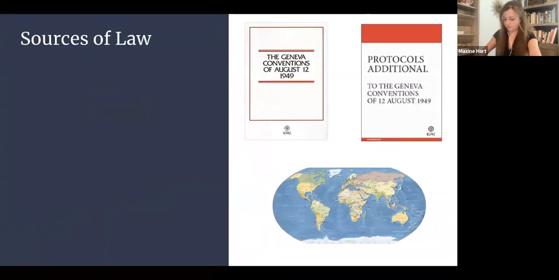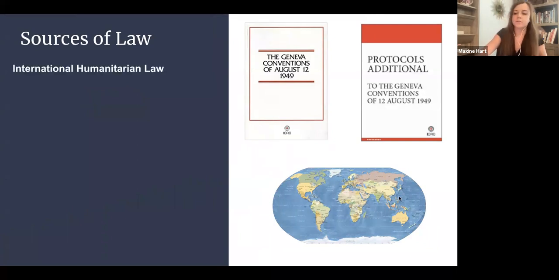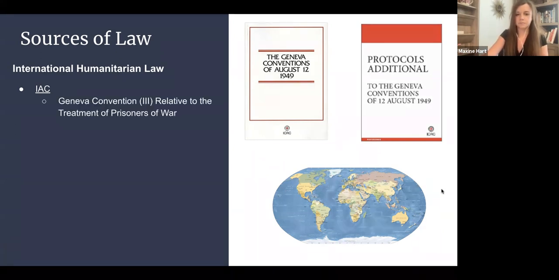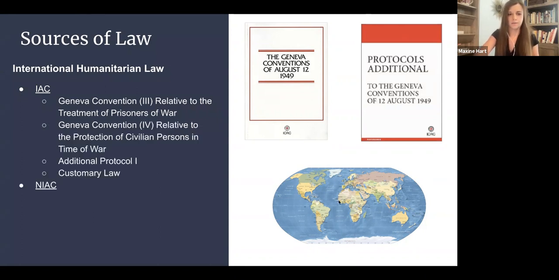So in terms of sources of law, International Humanitarian Law, or IHL, governs the deprivation of liberty in international armed conflicts and in non-international armed conflicts. In international armed conflicts, we have the Third Geneva Convention, which covers prisoners of war and has detailed provisions about their treatment. The Fourth Geneva Convention covers civilians deprived of their liberty, as well as Additional Protocol 1 and customary law.